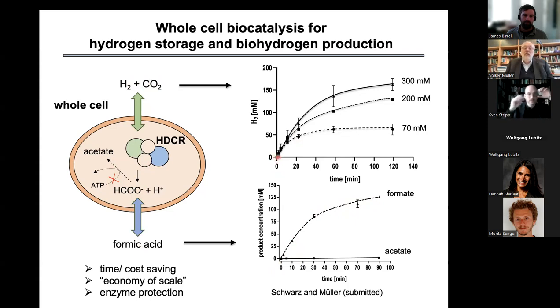It oxidizes formic acid back to hydrogen. The equilibrium constant for that reaction is 0.98, so it's well in equilibrium, and the enzyme and the cell system can be used to make formic acid from H2 and CO2, but also to oxidize formic acid back to hydrogen and CO2.